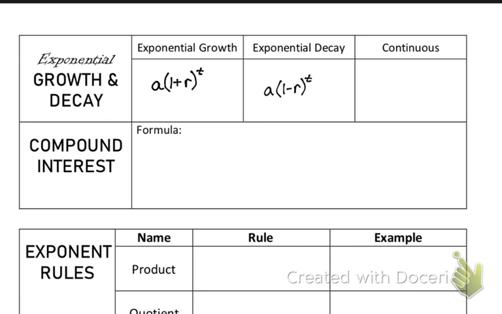For continuous, that was the one that we ended on. Continuous, we actually get rid of all of this. If it's doing it continuously, we do our A times that E that we came up with.